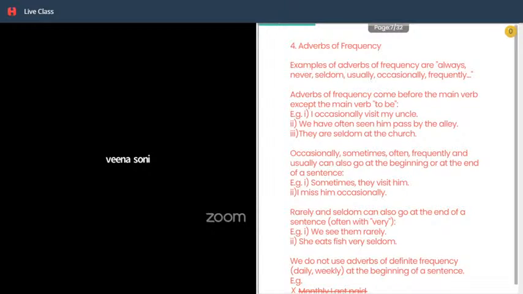So here again we see that rarely and seldom can also go at the end of a sentence. They can also be used at the end of a sentence. She eats fish very seldom. Again, you can see these words rarely and seldom are often, we normally see, used after the word very.